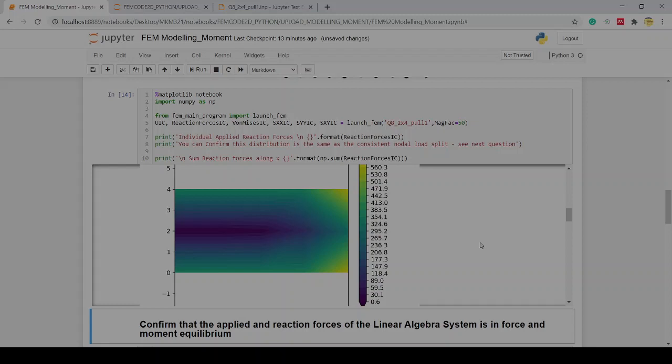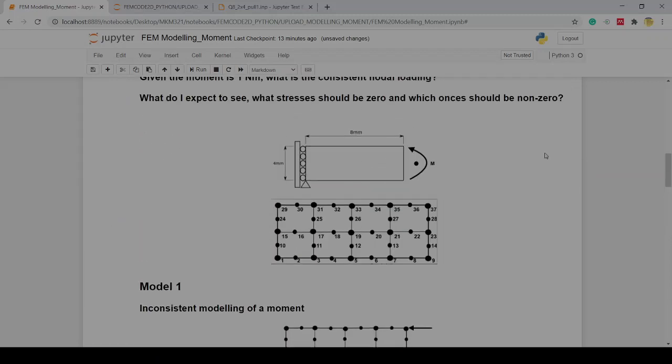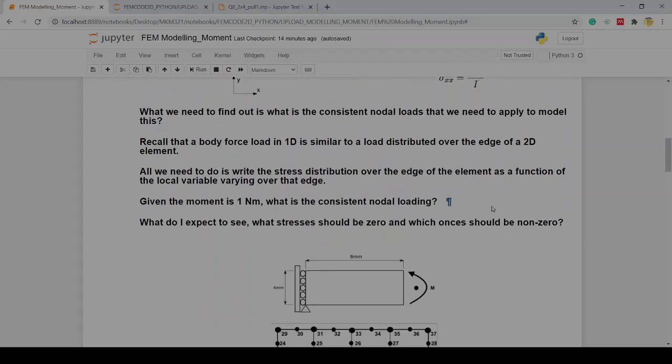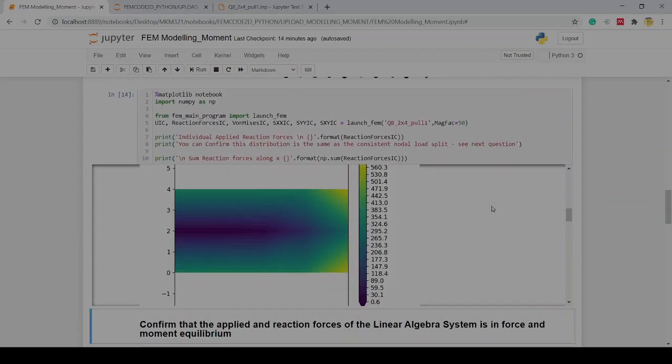We can ask ourselves, what is the stress that we would expect to see for that 1 Newton millimeter bending moment? If we look at this My over I, what should the maximum sigma xx be? It's 1 Newton meter, multiplied by this y distance, which is essentially 2 millimeters, divided by I, and those are all values that we need to make sure we're comfortable that we can verify against.